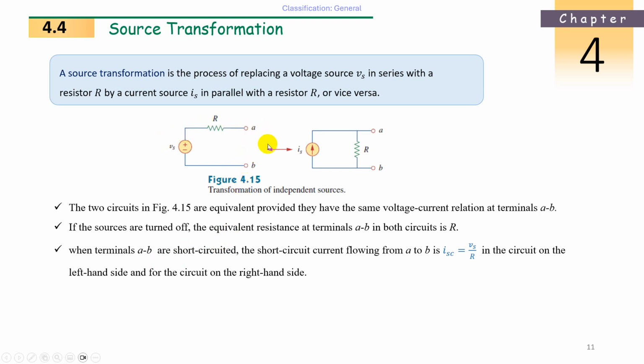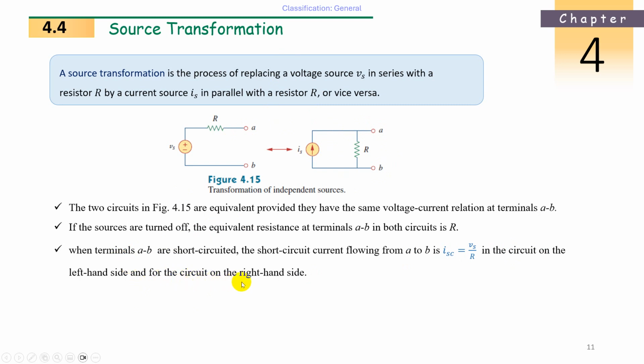Why will a closed loop come? The current here, the short circuit current ISC, is nothing but the total voltage Vs divided by R. Total voltage Vs divided by R is nothing but your current ISC in the circuit on the left hand side. And in the same way, if you short circuit here and want IS, the current multiplied by R is nothing but your voltage at A and B.